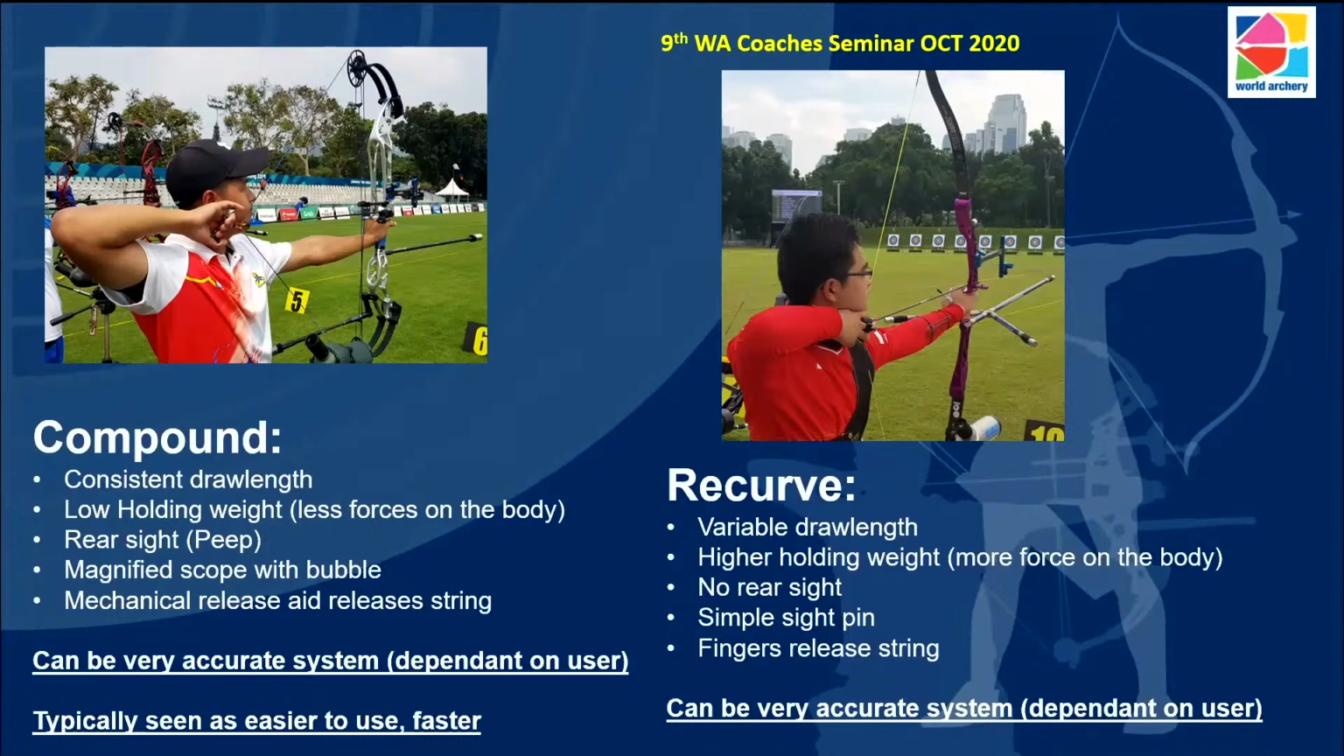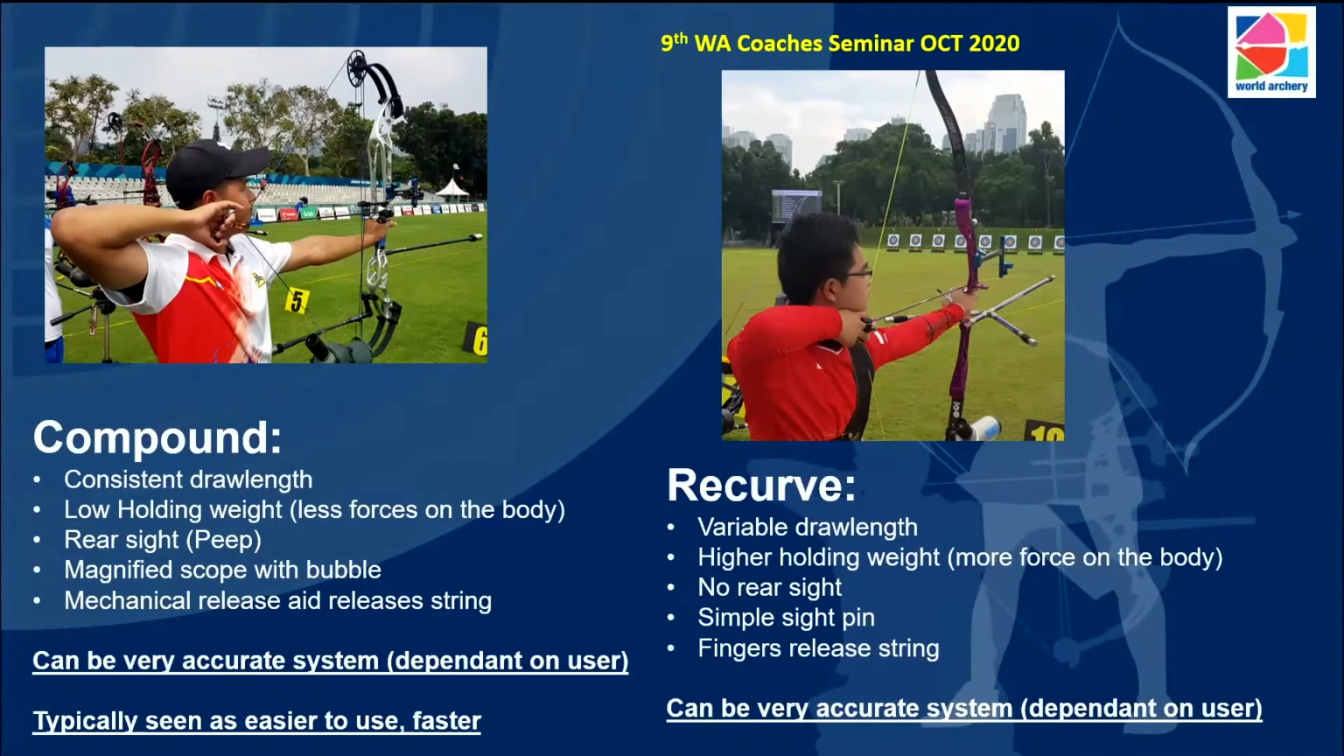And obviously the differences with the recurve bow is there's a variable draw length. They're typically holding a lot higher holding weight. There is no rear sight. They have only a very simple pin to aim with. And obviously they're using their fingers to let go of that string.